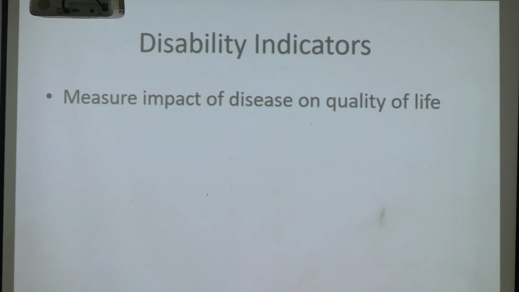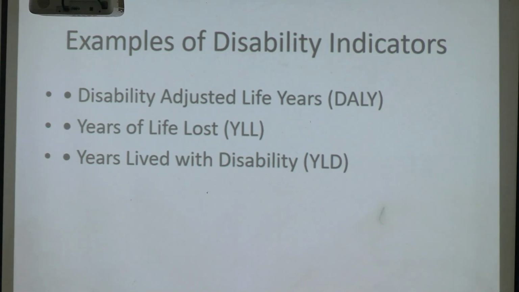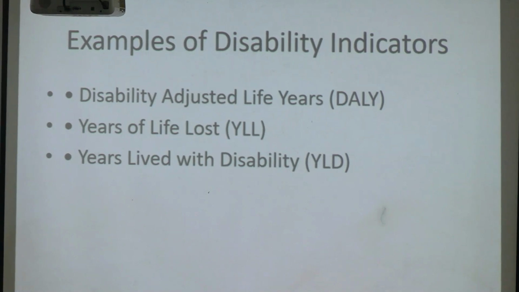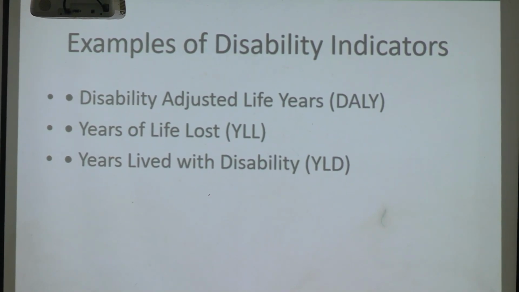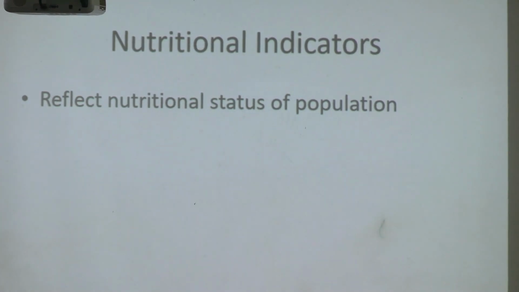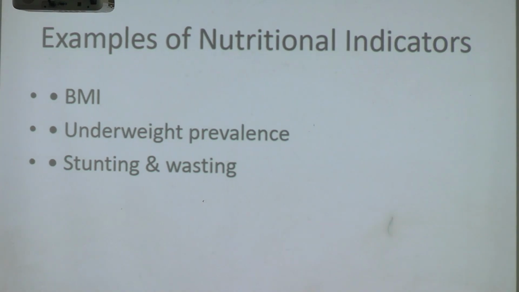So disability indicators measure the impact of disease on quality of life. The first one is disability adjusted life years, short form called DALY. Another one is years of life lost from a disease, YLL, and years lived with disability, YLD. Everybody write down, these are the important status of the population. So what are the nutritional indicators? BMI, underweight prevalence, stunting and wasting.